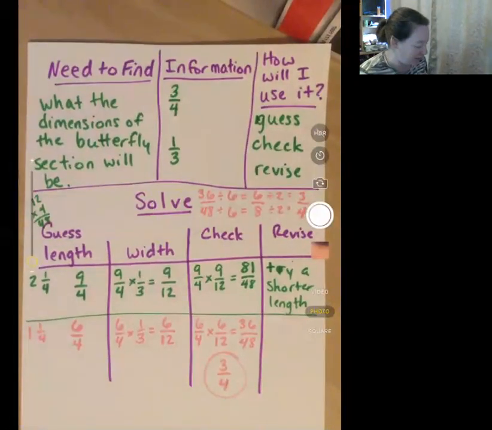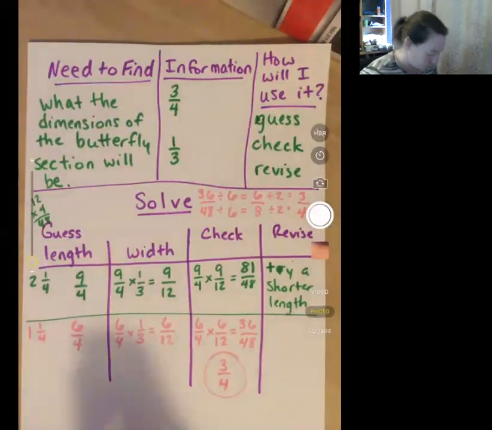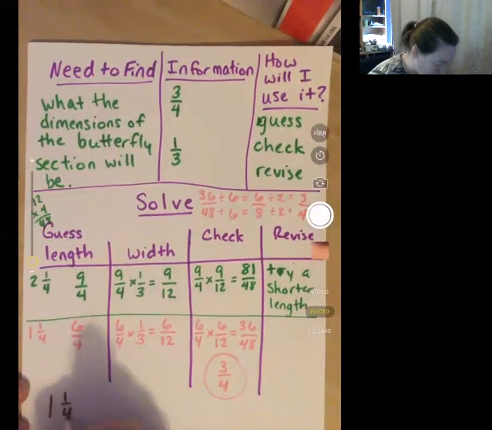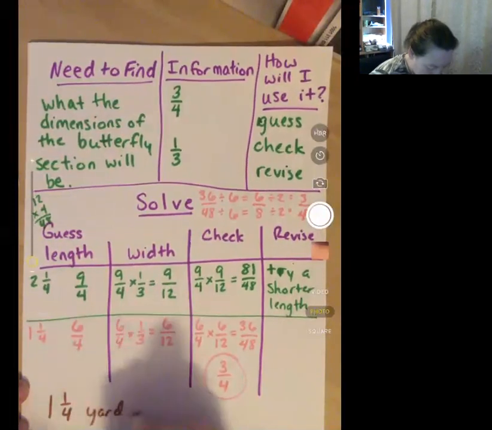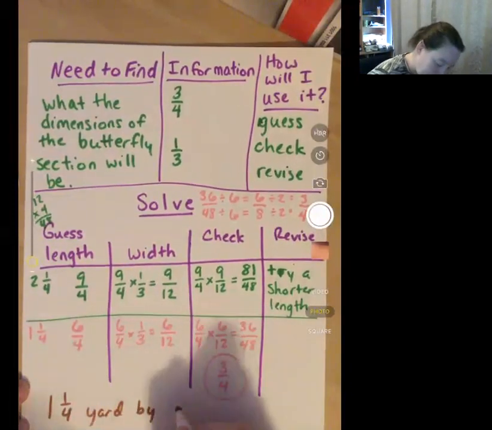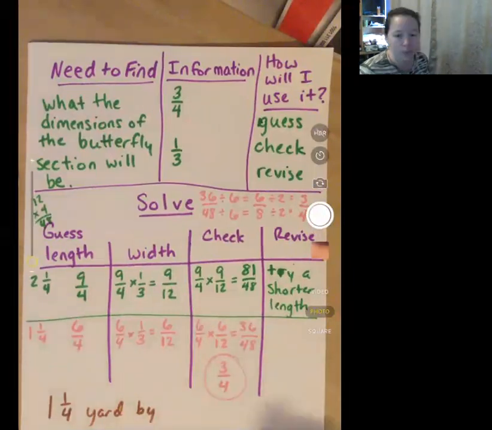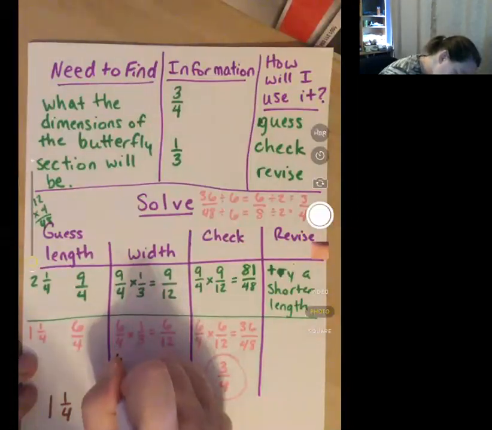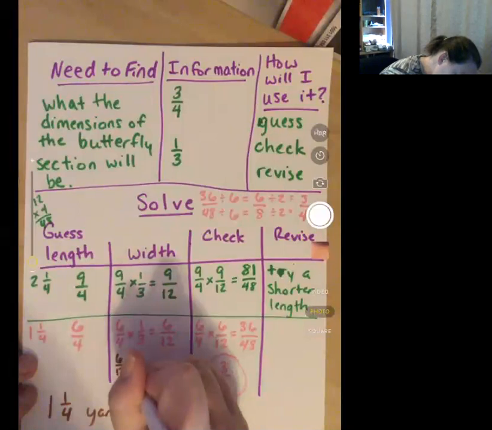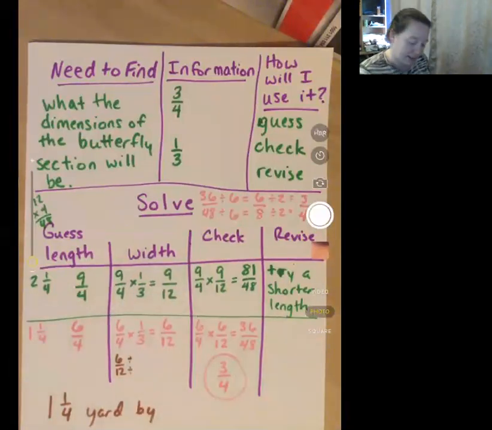So the dimensions of Sarah's butterfly garden are 1 1/4 yard by, well, I guess we need to reduce the 6/12. So 6/12 divided by, they're both even, so I can take out a 2. I can take a 3 out of 6. 1 plus 2 is 3. I can take a 3 out of 3.